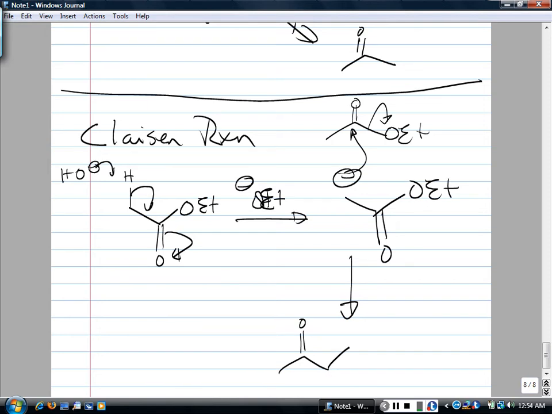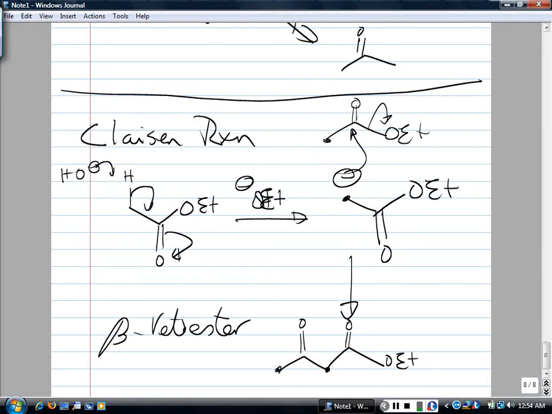Okay? So let's make sure we know our way around. So this carbon is here. Here's my carbonyl. This carbon is now here. Right? It's now bound to the carbonyl. And my other carbonyl group with the OEt is here. So what I have here now is a beta keto ester.